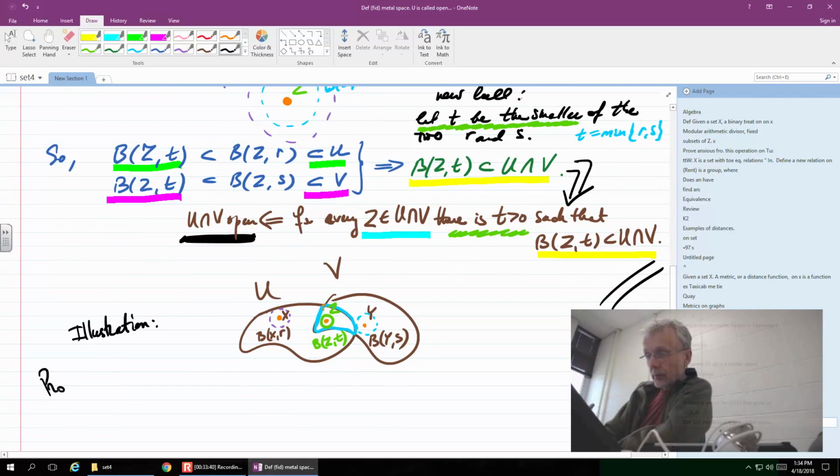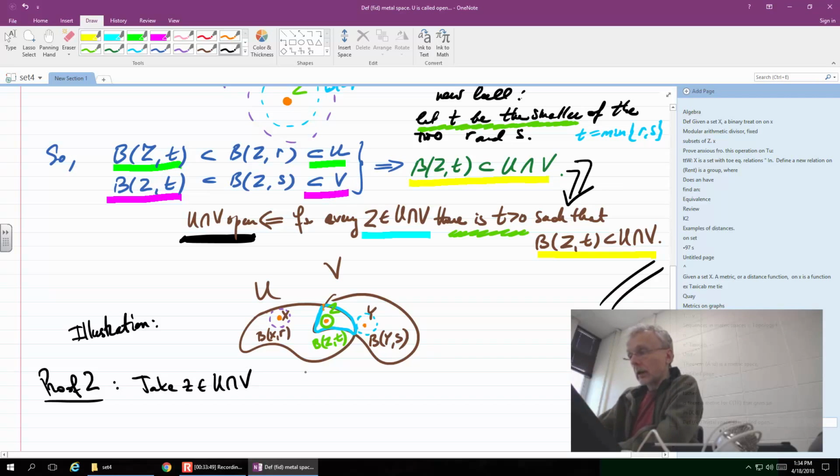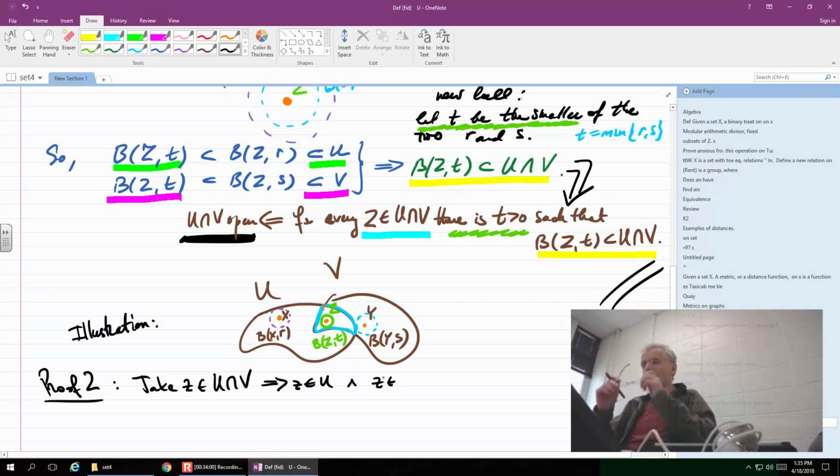So proof 2. Take z in the intersection. Then z belongs to U, z belongs to V. When you do streamlining, you might enjoy putting in a lot of quantifiers and symbols so that it will be even more compact.